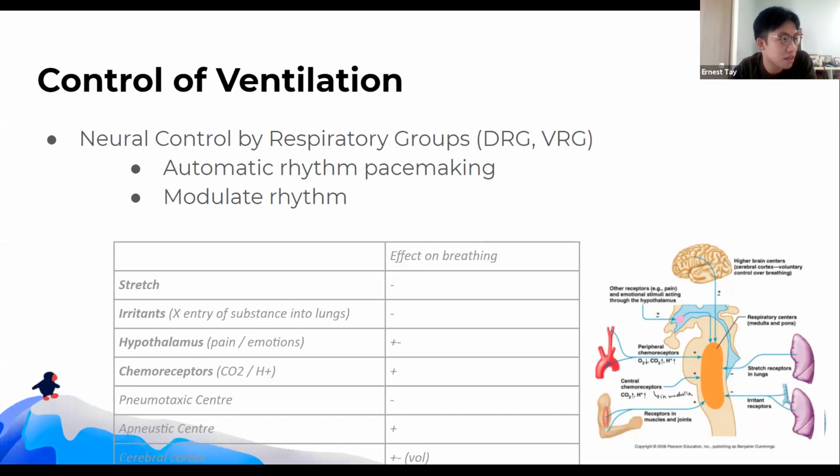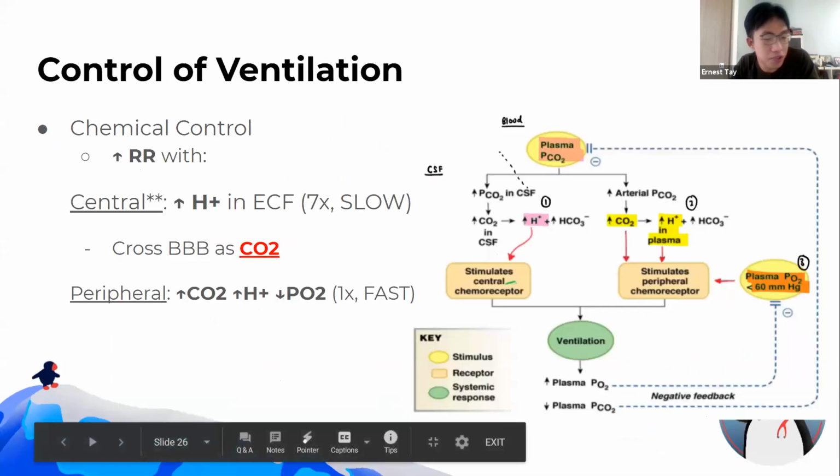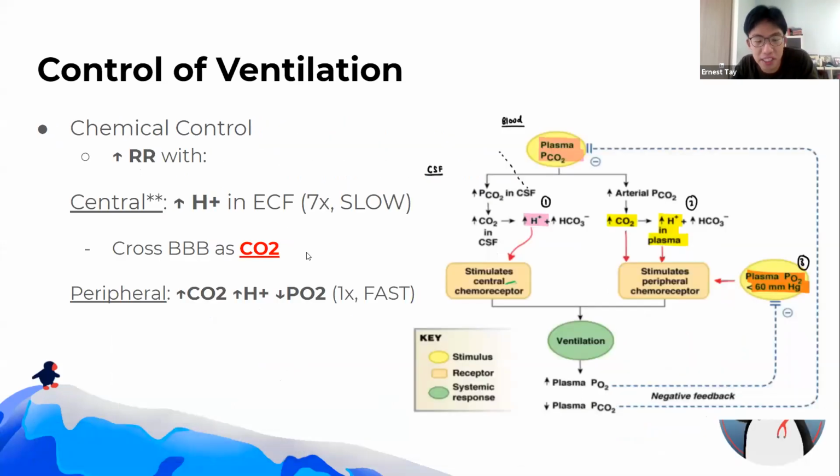Okay. Chemical control. So there are two parts to it. There's central chemical control and peripheral chemical control. So central chemical control is modulated by the H plus in your ECF, and the peripheral control is in your carotid receptors. So this will be your carbon dioxide, your hydrogen ions, as well as a decrease in PO2, i.e. hypoxia.